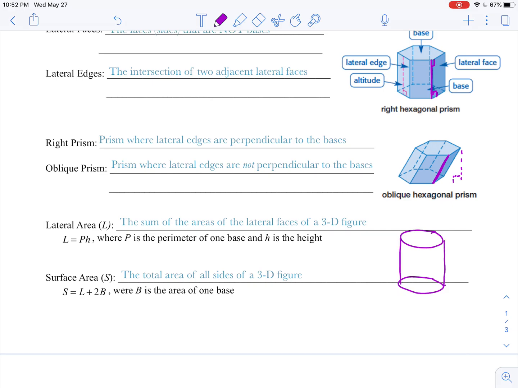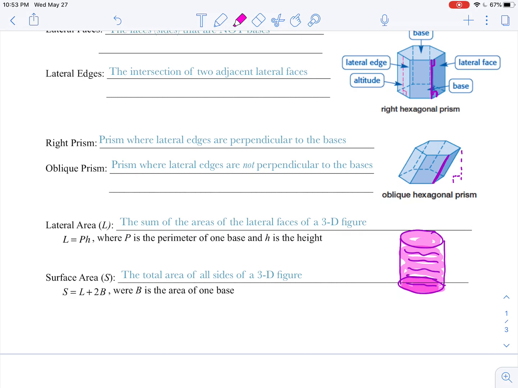So imagine something like a soup can. If you were asked to figure out how much paper you need in order to create the label on your soup can, you would be talking about lateral area. Covers only those lateral sides. But if I asked you how much aluminum you would need to create the entire can, well, then you want to cover the top of the can, the bottom of the can, and the entire way around the outside.